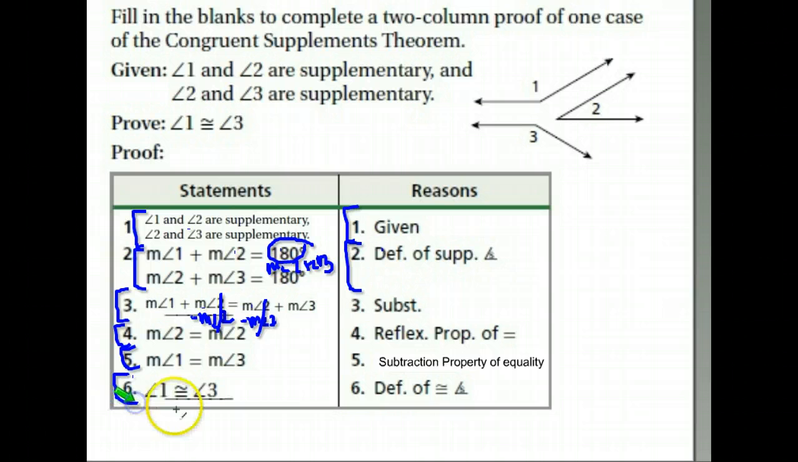And finally, we can say that angle 1 is congruent to angle 3. Again, the reason for that, anytime you go from two things being equal to saying they're congruent, that's the definition, that's what DEF stands for, of congruent angles. Okay, so we go from measure of angle 1 equaling measure of angle 3. That means angle 1 and angle 3 must be congruent.